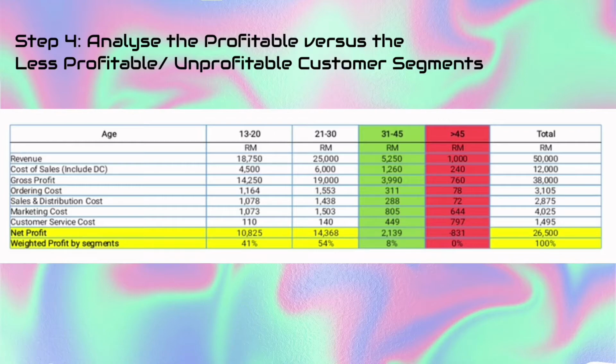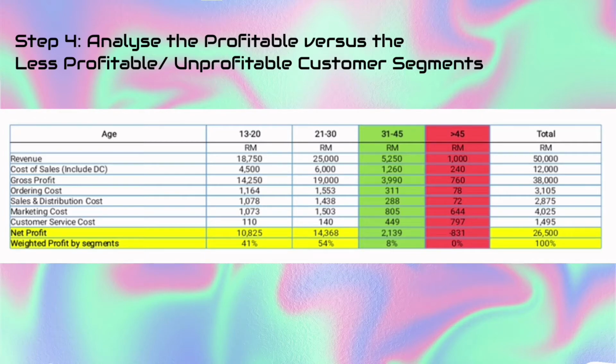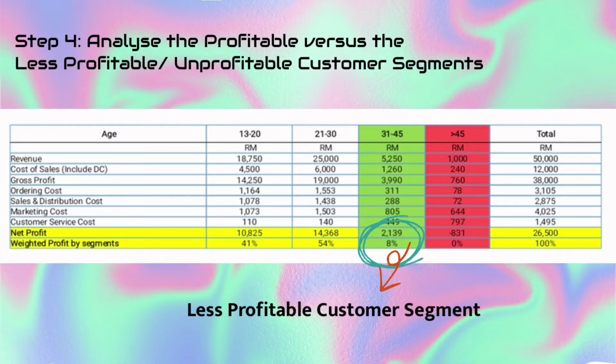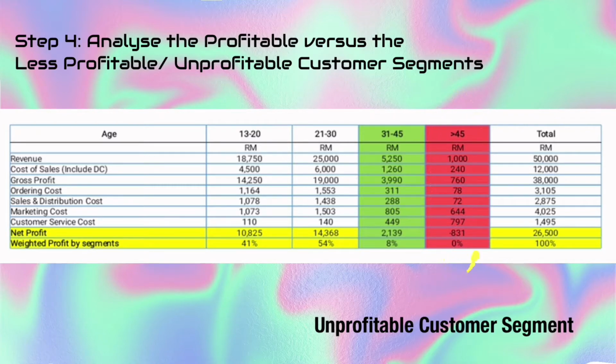As you can see in the table, age 21 to 30 years old contribute the highest profit at 54%, and this indicates the most profitable customer segment, followed by age 13 to 20 years old with 41%, the second highest customer segment. Then age 31 to 45 years old shows a less profitable customer segment with profit at 8% only, and last but not least, age above 45 years old shows a non-profitable customer segment as it incurred losses.